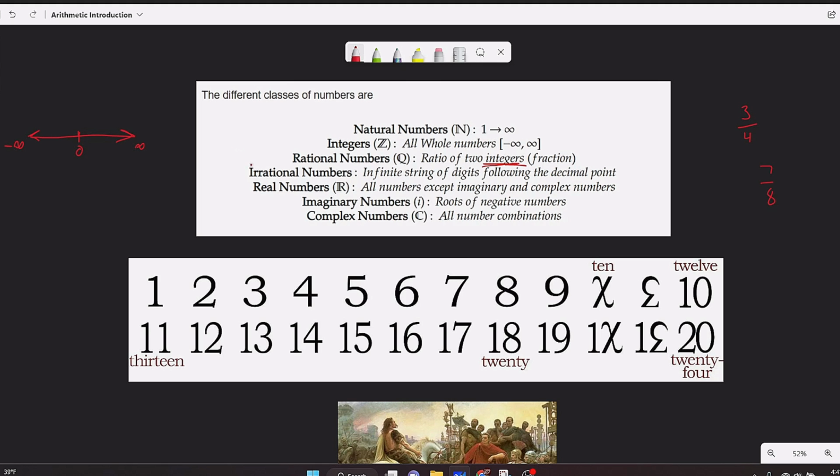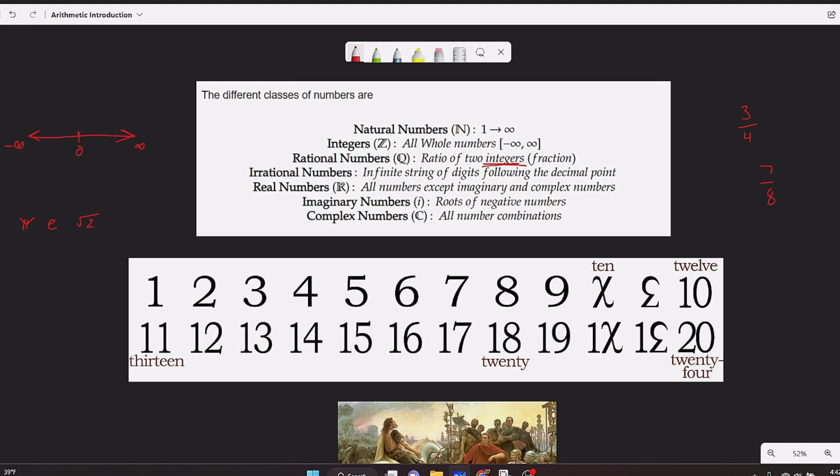The next class of numbers are called irrational numbers. These numbers have an infinite string of digits after their decimal point. Commonly, pi is an irrational number. We have Euler's number e, the square root of 2, I think, or something like that. The square root of 2 is an irrational number, where really we're dealing with non-integers in a fractional manner. This is what we are calling irrational, and these numbers are actually very useful throughout mathematics.